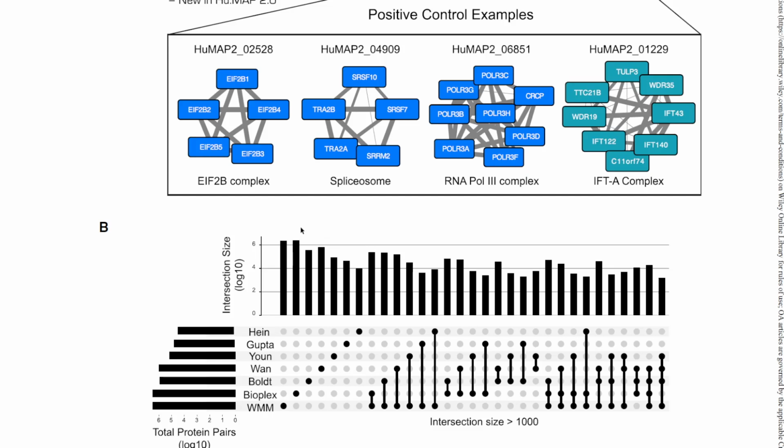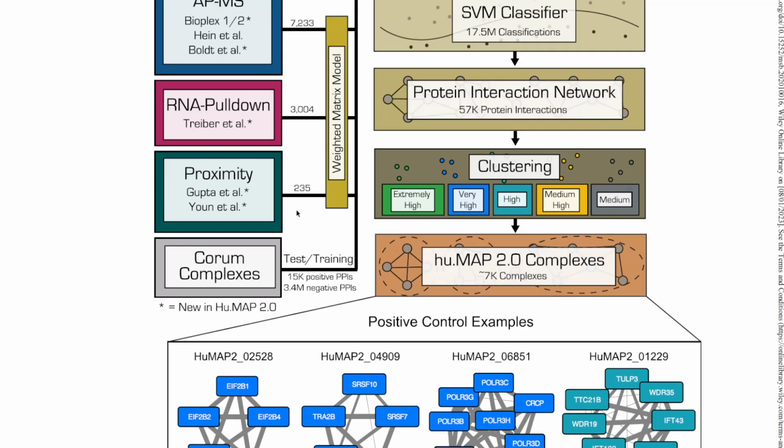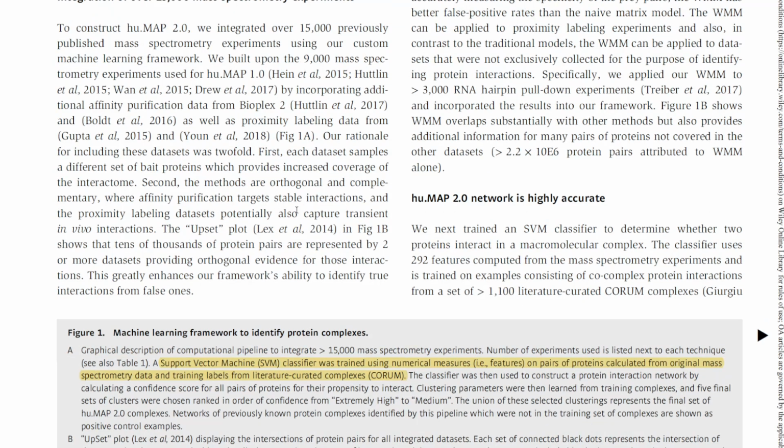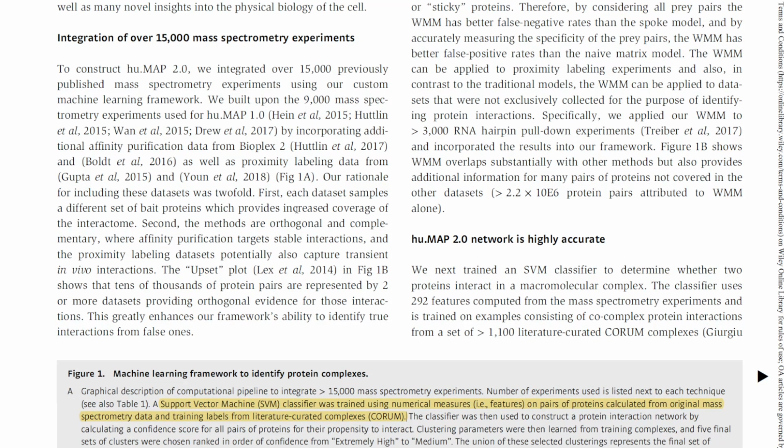Integration of over 15,000 mass spectrometry experiments. To construct Hu.MAP 2.0, we integrated over 15,000 previously published mass spectrometry experiments using our custom machine learning framework. We built upon the 9,000 mass spectrometry experiments used for Hu.MAP 1.0, Hein et al., 2015, Hutlin et al., 2015, Wen et al., 2015, Drew et al., 2017, by incorporating additional affinity purification data from Bioplex 2, Hutlin et al., 2017, and Bolt et al., 2016, as well as proximity labeling data from Gupta et al., 2015, and Yoon et al., 2018, Fig 1a.